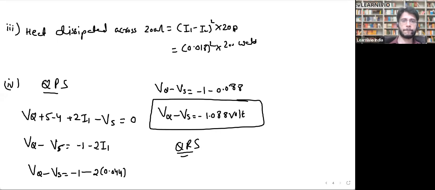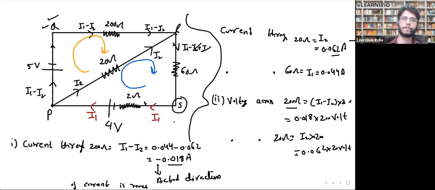So we don't have any potential like cell between QRS. No issue. If you don't have cell, just take this resistor. You need voltages. Okay, sir.